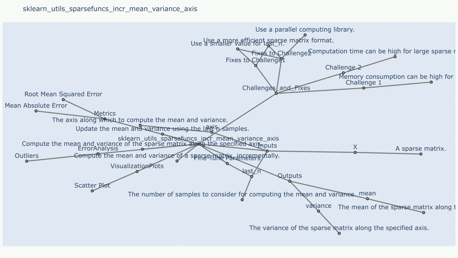Sample weights, an optional array representing the weights assigned to each sample in the data. This allows for weighted calculations of the mean and variance, which can be useful for handling imbalanced datasets or datasets with varying levels of confidence.